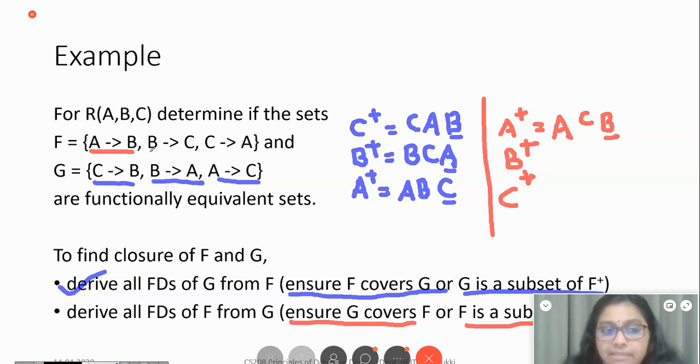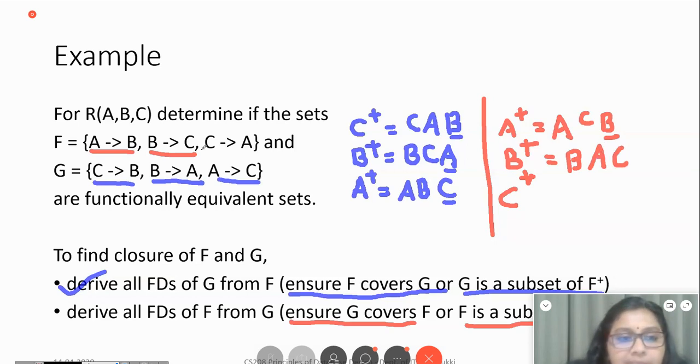Okay, yeah. Then let's take the second FD. We find B plus. B plus, B is a member. Okay, and B determines A, so A is a member, and A determines C, so C is a member. So B determines C was our rule. Since C has come, this is also okay. It ensures that this FD, B determines C of the set F, is also covered by the set G. Now, the last FD, which is C determines A. When we find its closure set, C is a member. Then C determines B, so B is a member.